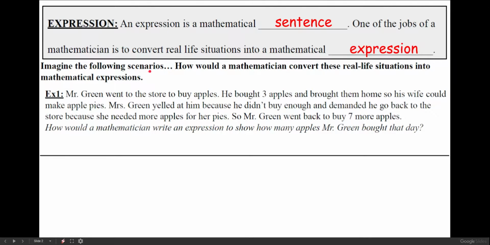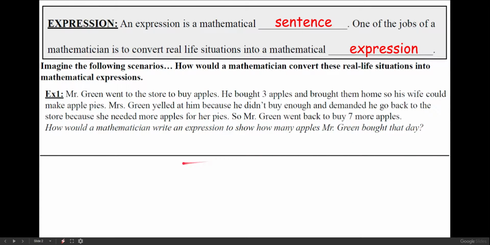Well, let's imagine the following scenarios. How would a mathematician convert these real life situations into mathematical expressions? So we have this little paragraph here, and it's about Mr. Green. Mr. Green went to the store to buy apples. He bought 3 apples and brought them home so his wife could make apple pies. Mrs. Green yelled at him because he didn't buy enough and demanded he go back to the store because she needed more apples for her pies. So Mr. Green went back to buy 7 more apples. How would a mathematician write an expression to show how many apples Mr. Green bought that day? Now, this seems like a complicated story.